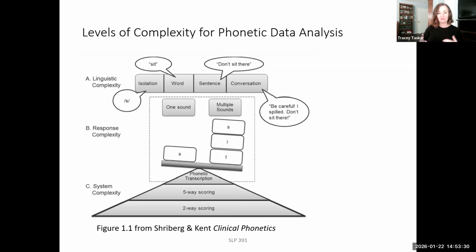And then as we're going through this diagram here, there are different ways of scoring and analyzing. So two-way scoring is just correct or not correct. Five-way scoring is really analyzing the data for not just whether it's correct or incorrect, but what the error is. Are they omitting a sound in a word? Are they substituting another sound? Is it just a sound that's distorted? So that's really what five-way scoring is about. And then ultimately, phonetic transcription is really transcribing a word exactly the way the child said it. Okay.